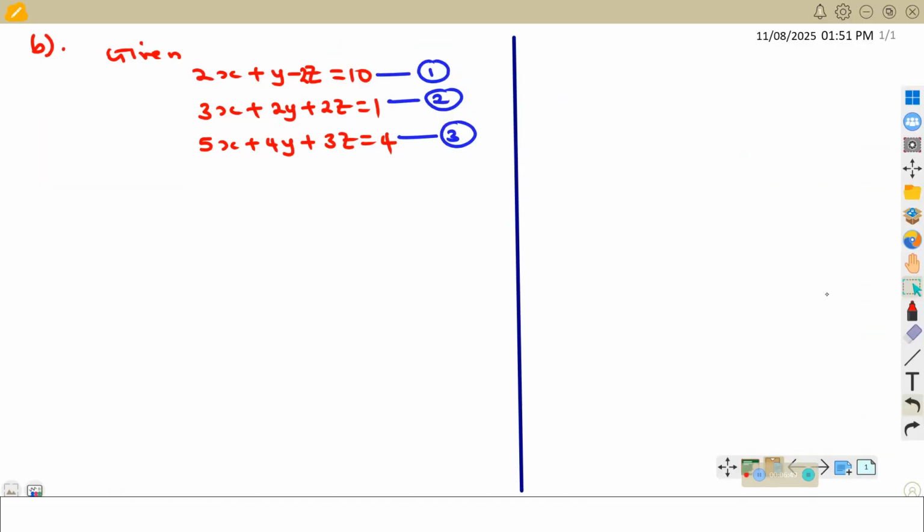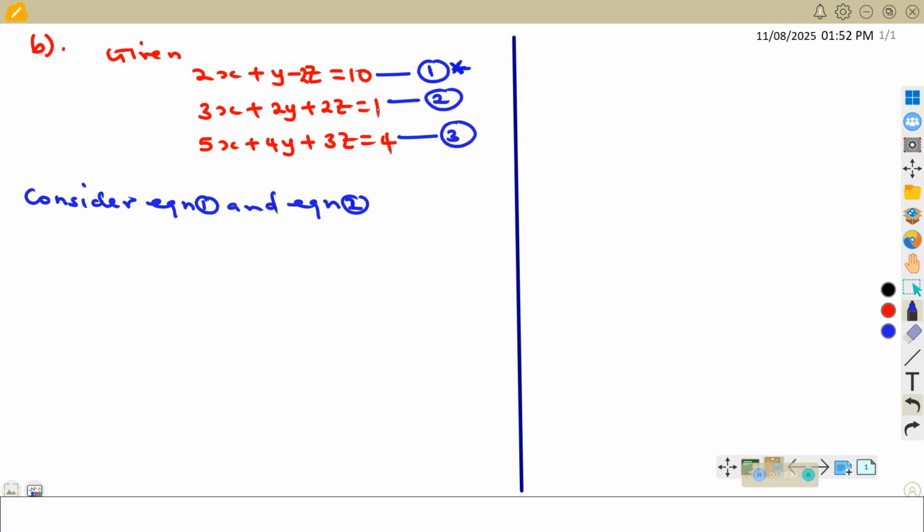Given these equations, let us number them. This is equation 1, 2, and this is equation 3. To solve such equations using the elimination method, it is very simple. What you do is you consider equation 1 and equation number 2. In other words, when you are using the elimination method, make sure that you maintain one of the equations constant and use that equation with the remaining two equations.